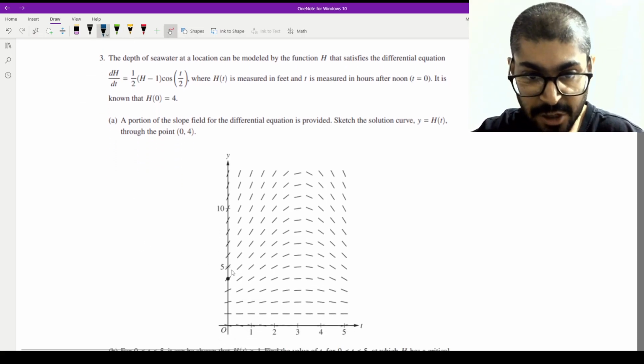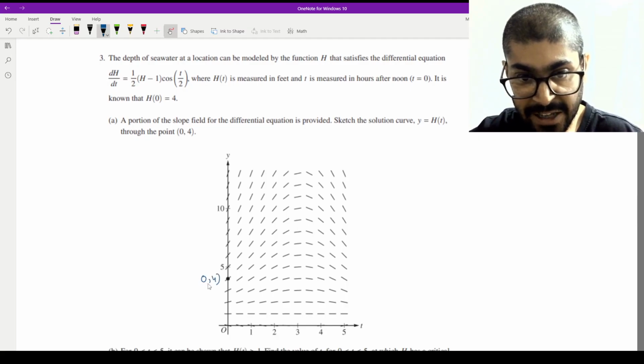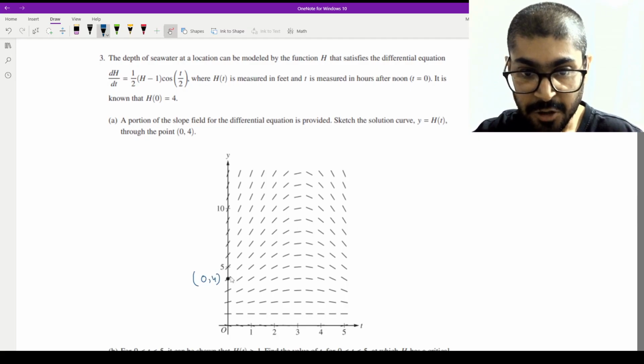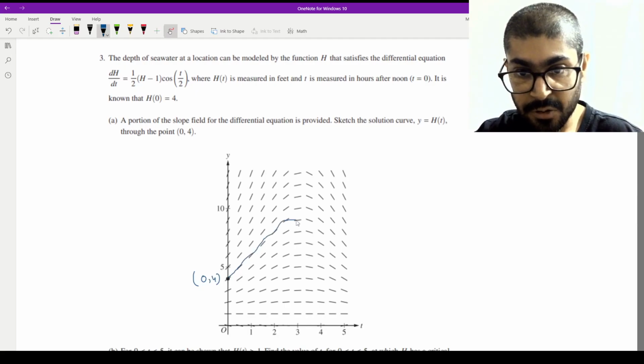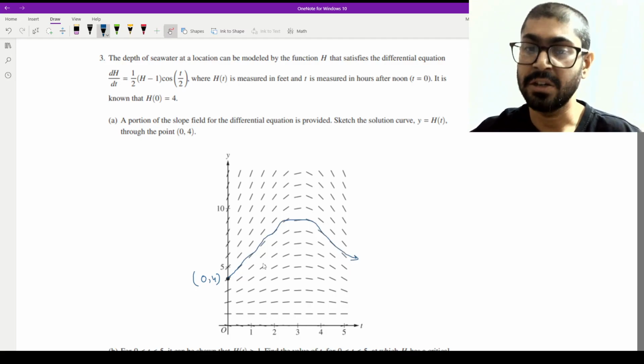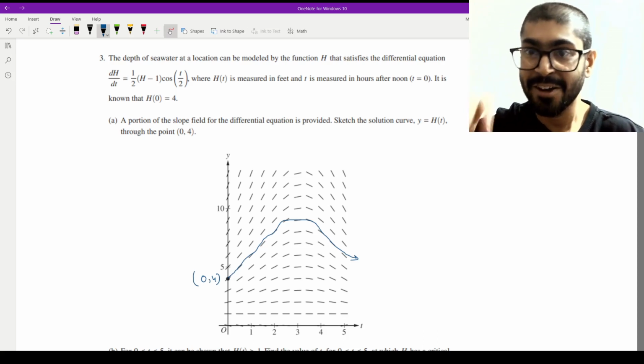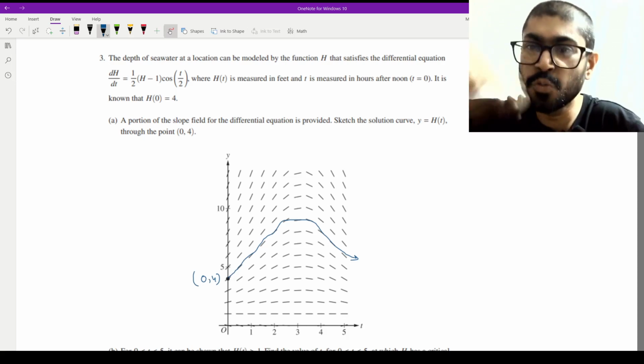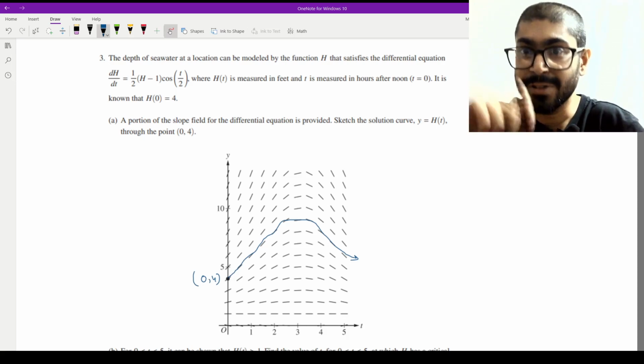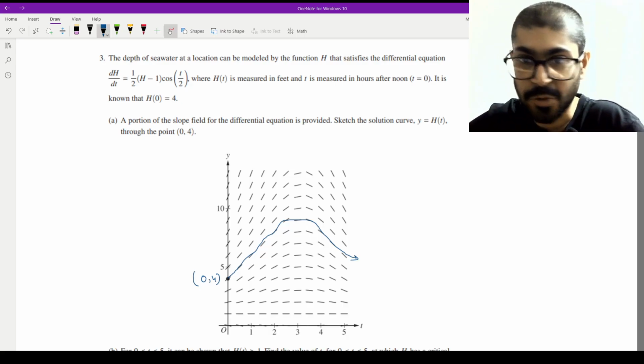So starting from (0, 4), now this is (0, 5), right? So (0, 4) will be here and they have marked it as well. You just need to follow the slope field, smoothen it out, and that will be your solution. Since I'm drawing with a digital pen, my fingers wavered a bit, but make sure you smoothen it out. Drawing with a normal pencil or a pen would be much easier.